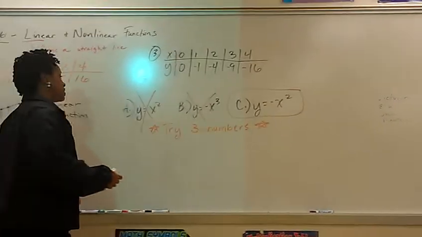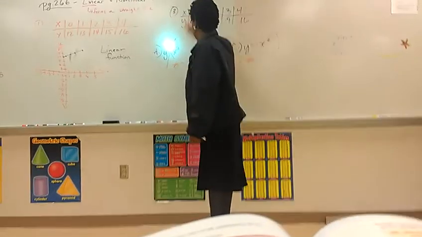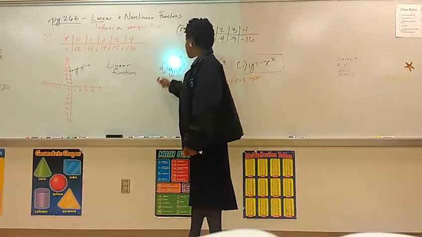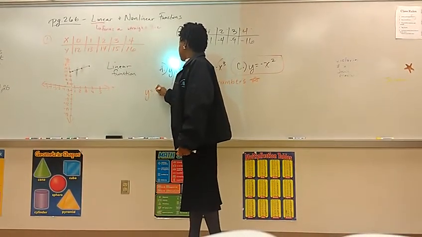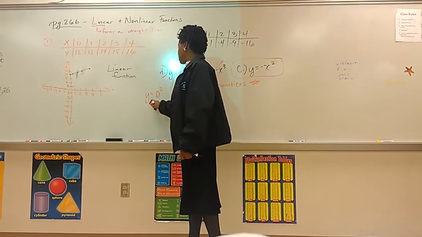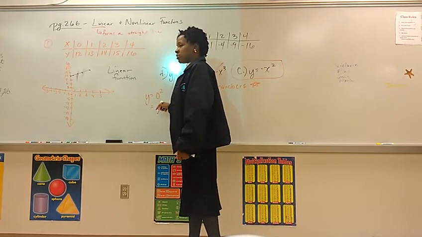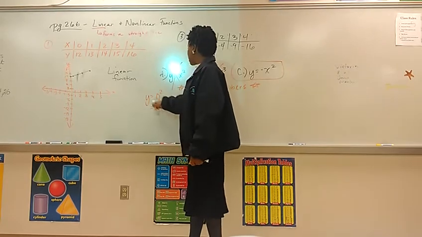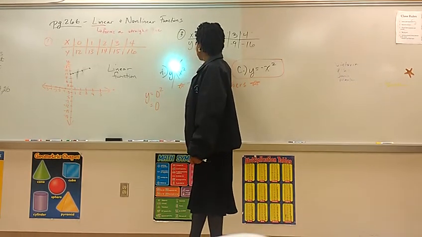What did you understand? All I'm doing is plugging in these numbers up here to see if I get, for instance, the first number I plugged in for this one was 0. So what's 0 squared? What's 0 times 0? 0. Then I go back and check. Does y equal 0 for this one? Yes.